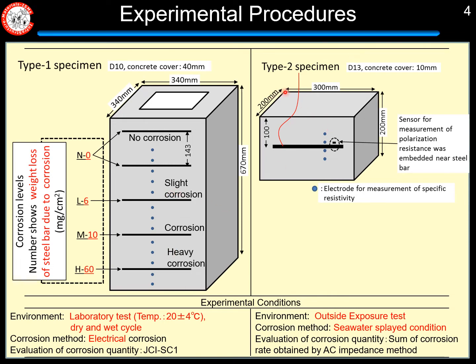And the type 2 specimen, in this case, the size of the specimen is 300, 200, and 200 millimeter, and there is a steel bar. And around the steel bar, we put an electrode to evaluate the polarization resistance. Also, on the surface of the concrete, we put an electrode to measure the specific concrete resistivity. This specimen was exposed to the outside environment.